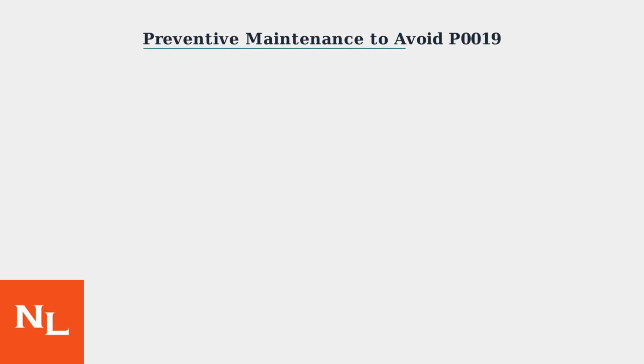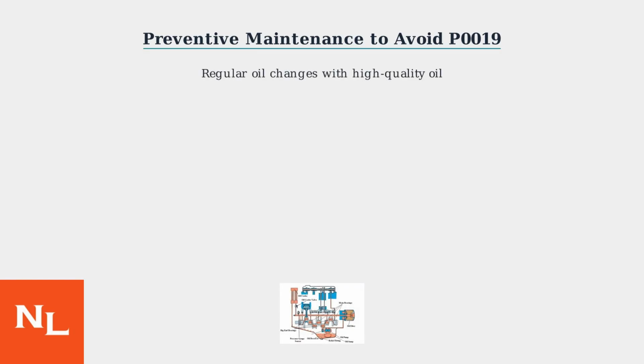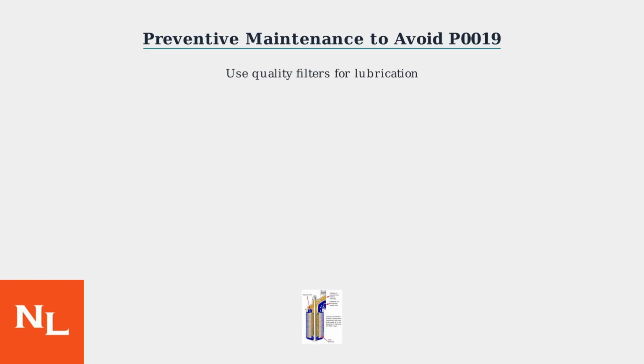Regular maintenance is key to preventing P0019. Follow the manufacturer's recommended maintenance schedule, including oil changes and timing belt or chain inspections every 60,000 miles. Use high-quality oil and filters to maintain proper engine lubrication and prevent VVT solenoid issues. Synthetic oil and clean filters reduce wear on timing components. Regular timing belt or chain inspections ensure components remain properly aligned and prevent correlation errors from slippage or wear.